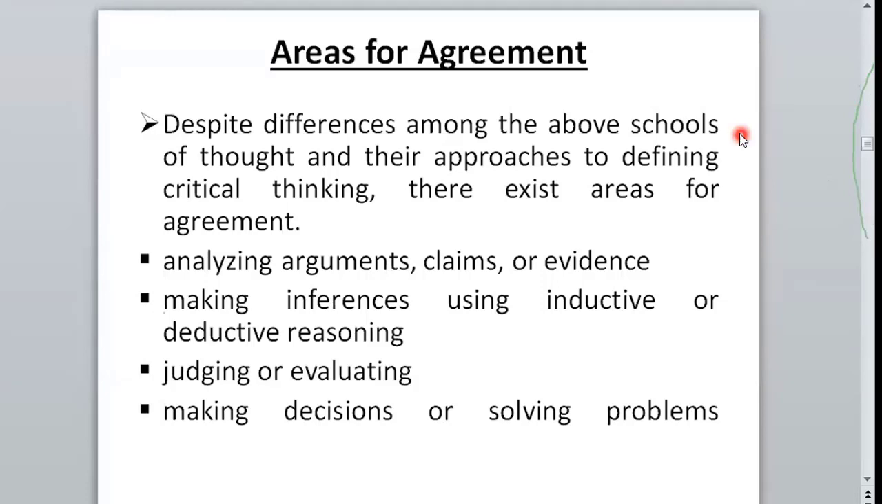The second similarity between these two approaches is making inferences using inductive or deductive reasoning. No matter what type of reasoning process it is, they agree on the need for a reasoning process. Also judging and evaluating, making decisions, and solving problems. These are the points on which the cognitivist, that is the psychologist, and the philosophical approaches to critical thinking have reached agreement.